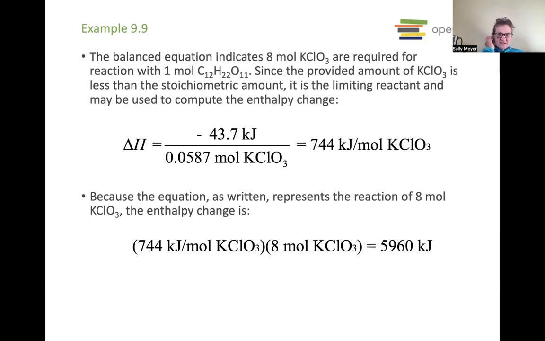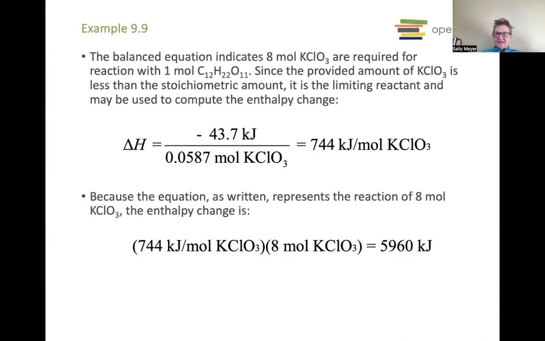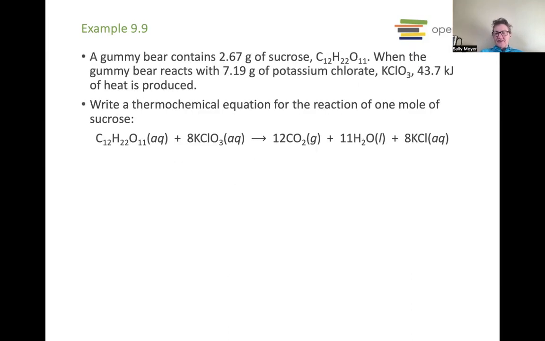So because the equation as written is 8 moles of potassium chlorate, that means I have to take the per mole of potassium chlorate and multiply it by 8. And now I have 5,960 kilojoules if this reaction took place as 1 mole of sucrose to 8 moles of potassium chlorate to make 12 moles of carbon dioxide and 11 moles of liquid water.